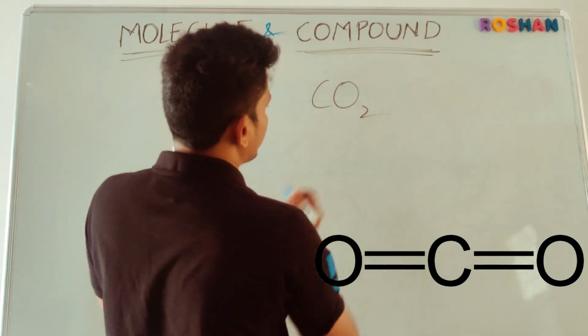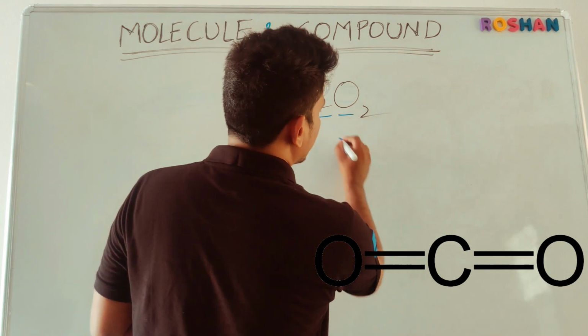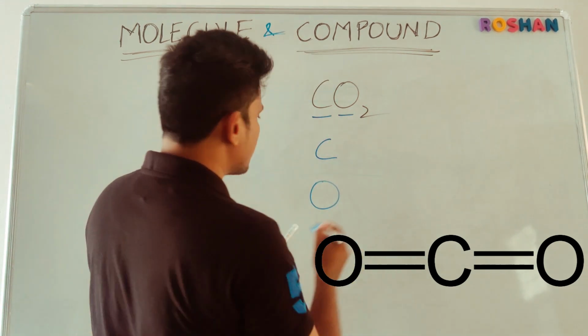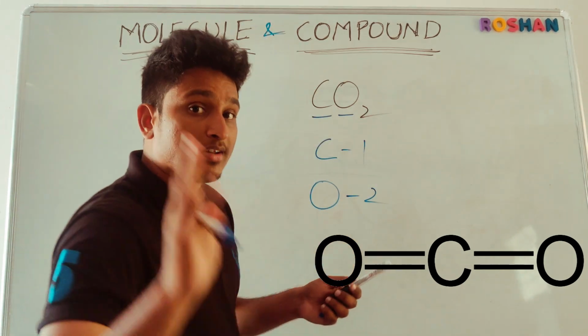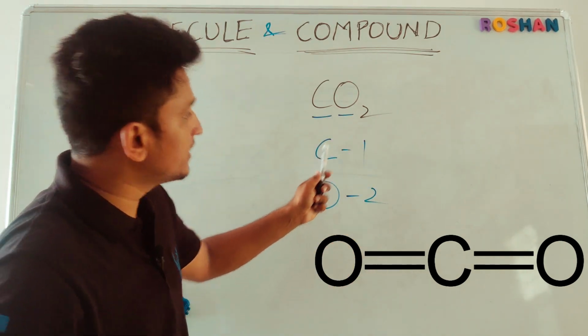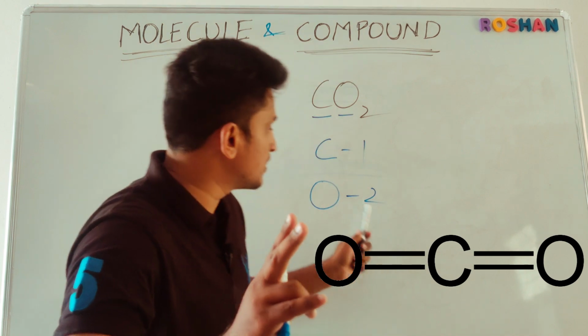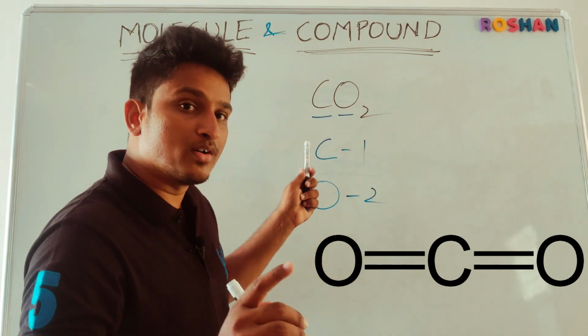First of all, identify the elements. What is the element here? Element carbon, element oxygen. Carbon and oxygen. How many carbon atoms are there? Only 1. How many oxygens are there? 2. There are a total of 3 atoms belonging to 2 elements. In these 3 atoms, 2 atoms belong to oxygen, 1 atom belongs to carbon.